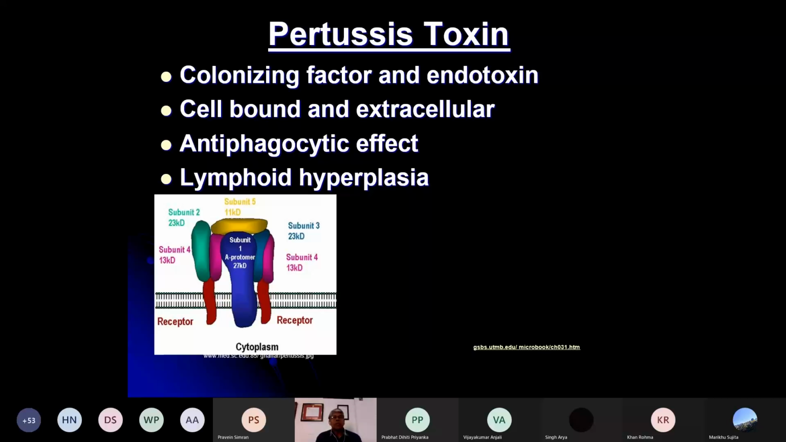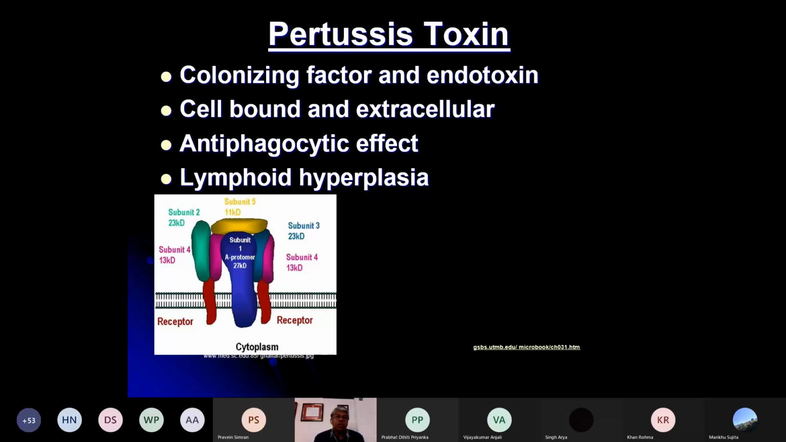Let's have a look at pertussis toxin. It's important for colonizing. It's an endotoxin. It's cell bound, but it can also get secreted extracellularly. Now that is the uniqueness. Most of the endotoxins do not get secreted extracellularly. They remain, and once the cell is destroyed, then they become effective. But pertussis toxin is unique in that it is cell bound as well as extracellular. By being extracellular, it influences phagocytosis and prevents the phagocytic cells from being effective.